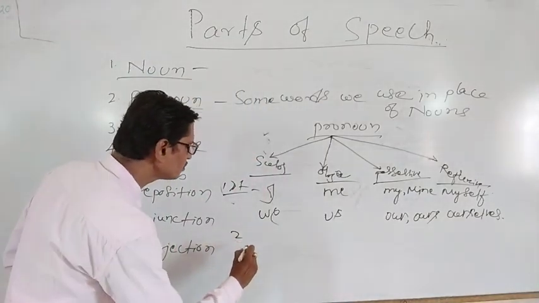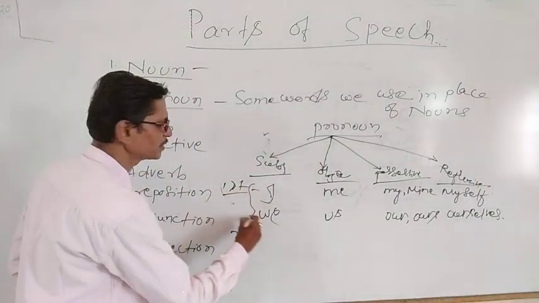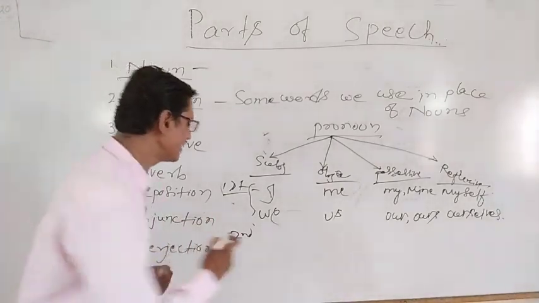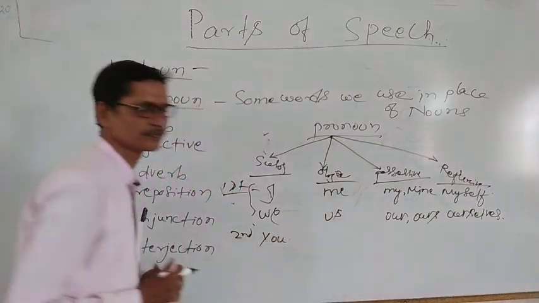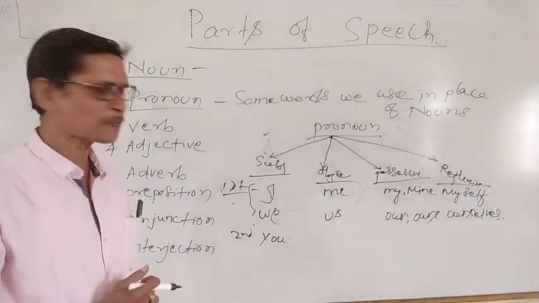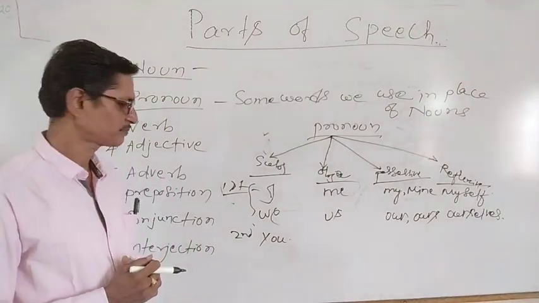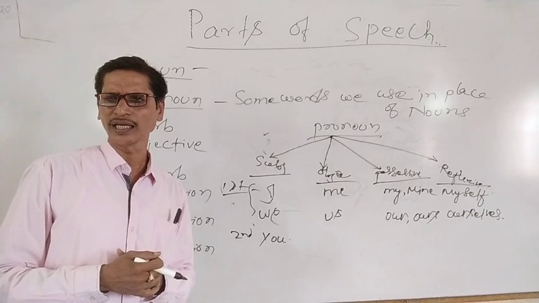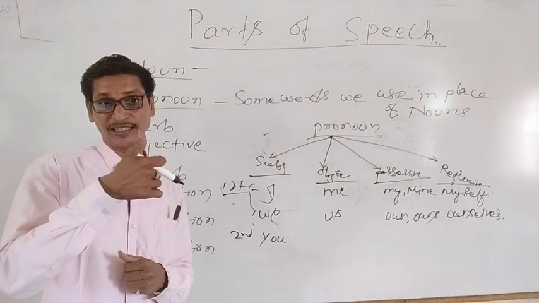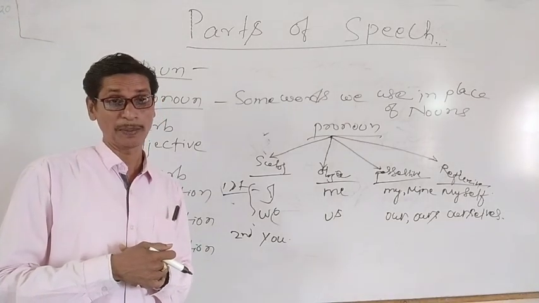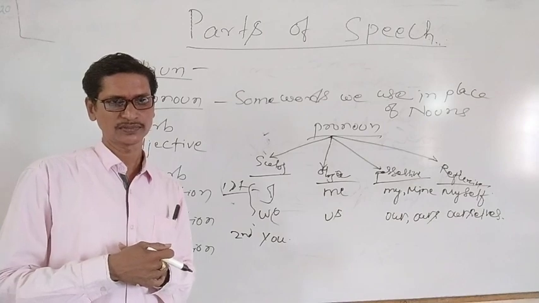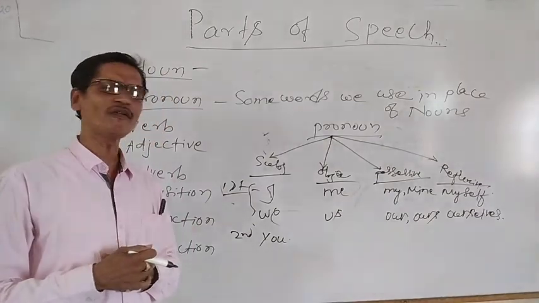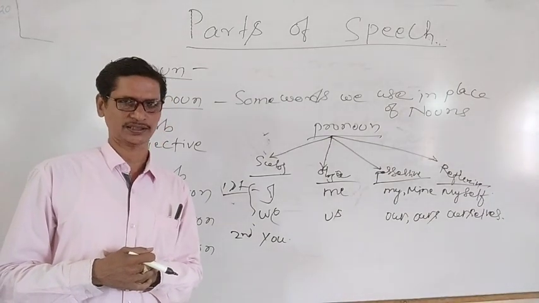This is the first person. When we talk about the second person, it is you. We can use this pronoun as a subject. Good boy. You don't come to school regularly. You are disturbing in the classroom. I will complain against you. Therefore, here you is often used as a subject.